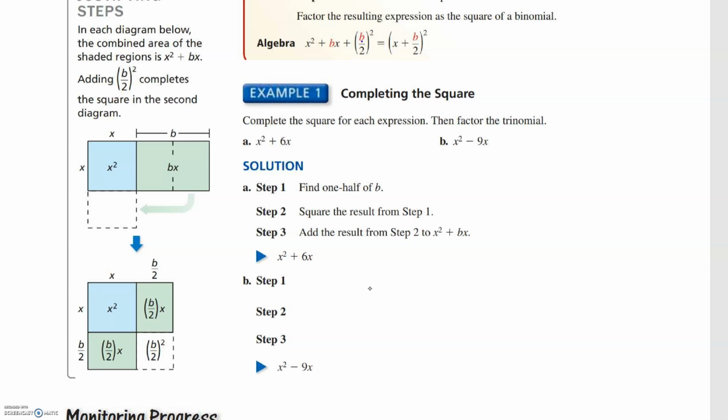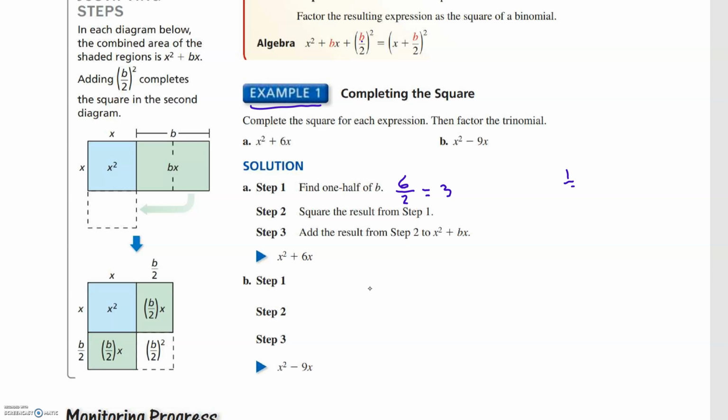Well, how does it work? Let's talk about how it works with numbers, because this is where we really want to be able to work with the numbers. Example 1: complete the square for each expression, then factor the trinomial. The first one we have is x squared plus 6x. We take the b value and cut it in half. So that's 1/2 of 6, which is 3.